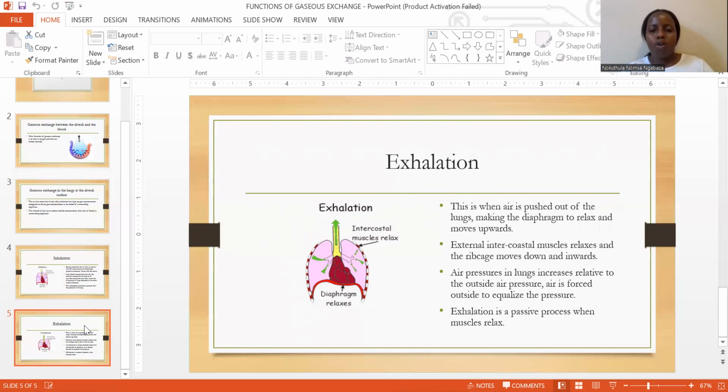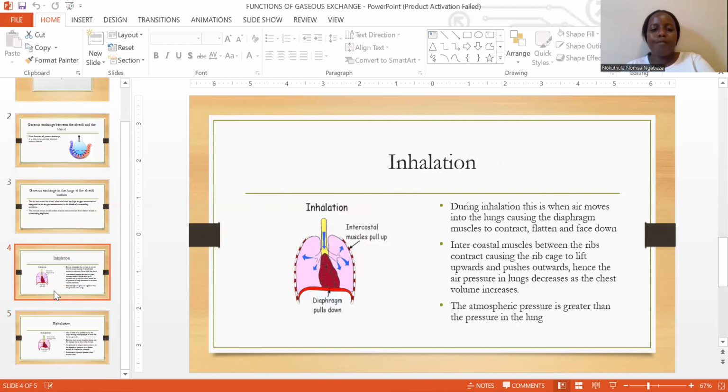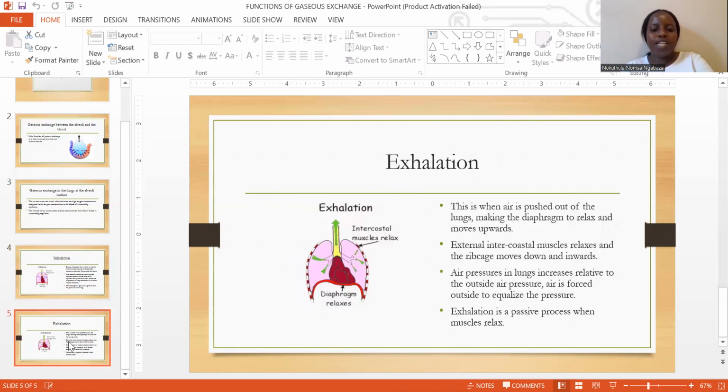So as you're breathing out, we are going to realize that your diaphragm is going to relax, as shown there on the diagram. Your diaphragm actually relaxes, and it also moves upwards, because if you look at the previous diagram, we said the diaphragm is pulled down, but now if you're looking at this one, you can see a bit of a difference. The diaphragm is now moved where? Upwards. So when it comes to the external intercostal muscles, they're also going to what? To relax, and your rib cage is going to move down, and it also moves inwards. Why is it moving inwards? It is because there's that sort of relaxation.